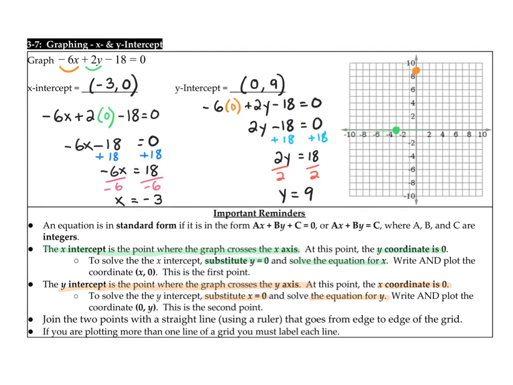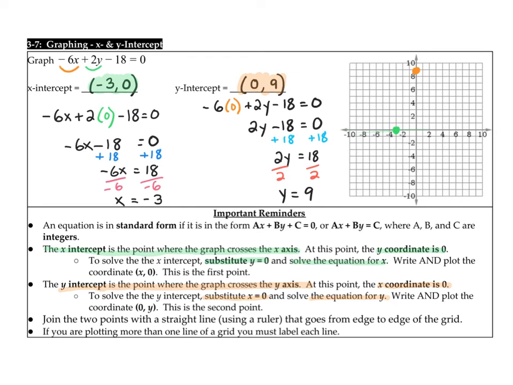Now what you have to remember is that these are two separate points. The x being -3 and the y being 9 does not mean you plot a point at -3, 9. These are two separate points. So the -3 is the x-intercept, and it's one point on the x-axis. And the 9 is a second point, and it goes on the y-axis.